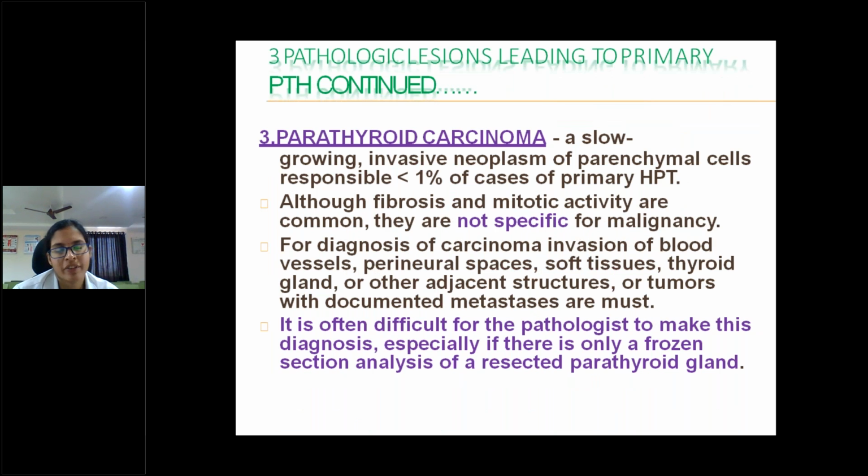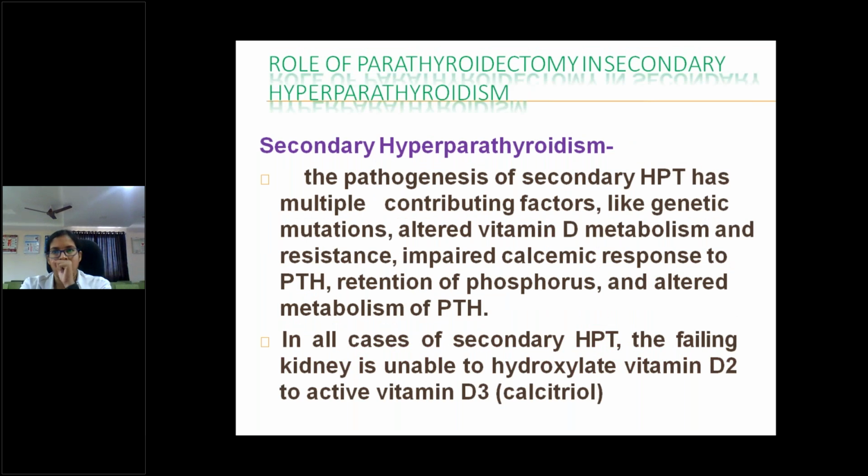Parathyroid carcinoma is very, very rare, less than 1% incidence. Fibrosis and mitotic activity are common; they are not specific for malignancy. Secondary hyperparathyroidism: the pathogenesis has multiple contributing factors such as genetic mutations in the calcium sensing receptors, altered vitamin D metabolism and resistance, impaired calcium response to parathyroid hormone, retention of phosphorus, and altered metabolism of parathyroid hormone. In all cases of secondary hyperparathyroidism, the failing kidney is unable to hydroxylate vitamin D2 to active vitamin D3, that is calcitriol.